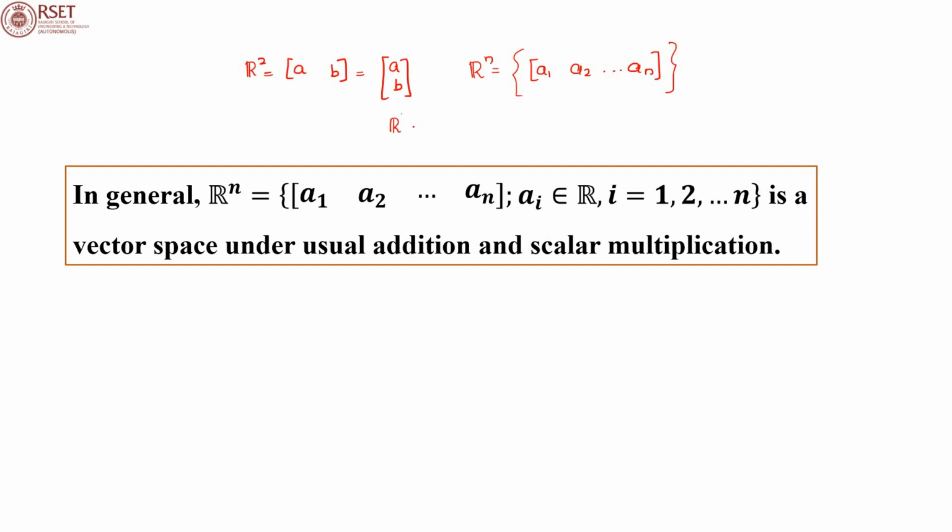That is, in particular, R3 is of the form set of all (a, b, c). This can also be written as set of all (a, b, c) as a row matrix or a column matrix, both are the same. So R3 is a vector space, R4 is a vector space, or in general, Rn is a vector space. This is the first and the important example of a vector space.